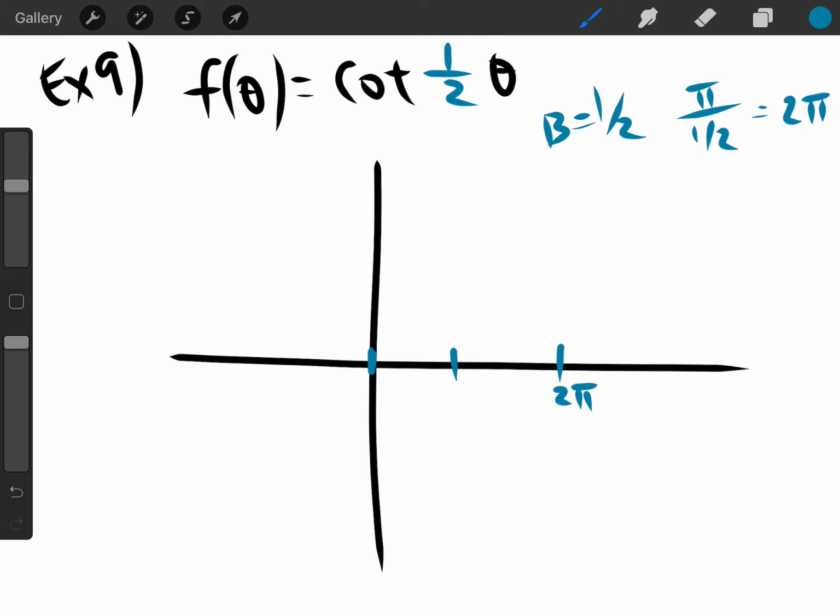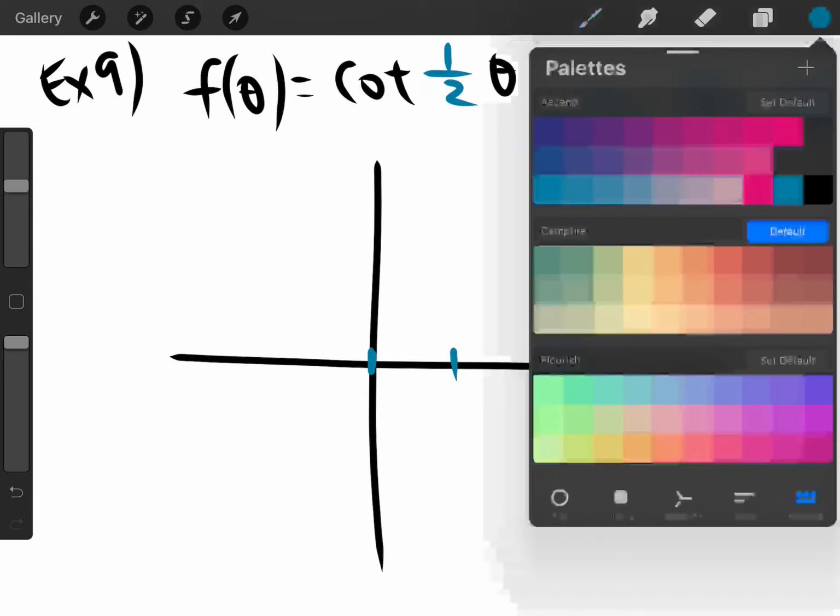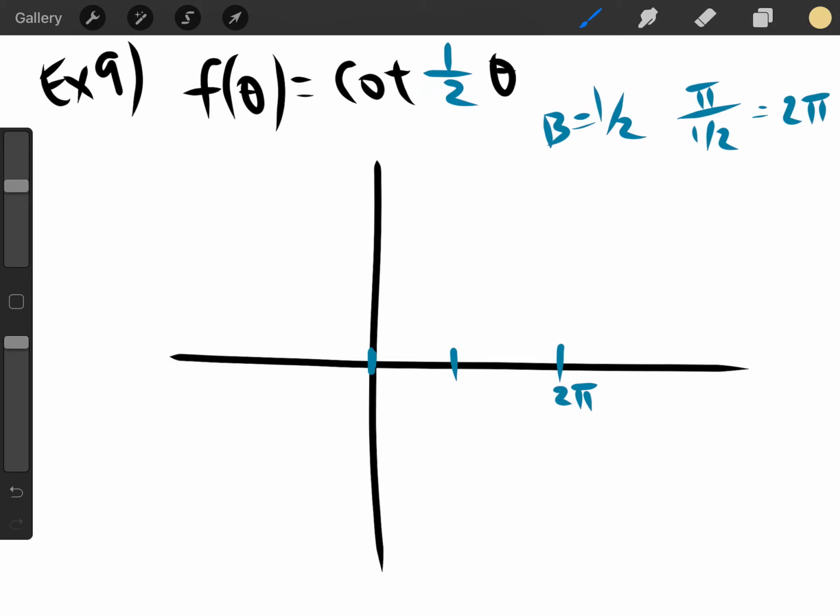You don't have to label it because just a reminder on how the curve is going to shift from positive to negative. Okay, so just go ahead and this is the positive side. Hit the midpoint, go to the negative side. Okay, that's your cotangent 1/2 theta.